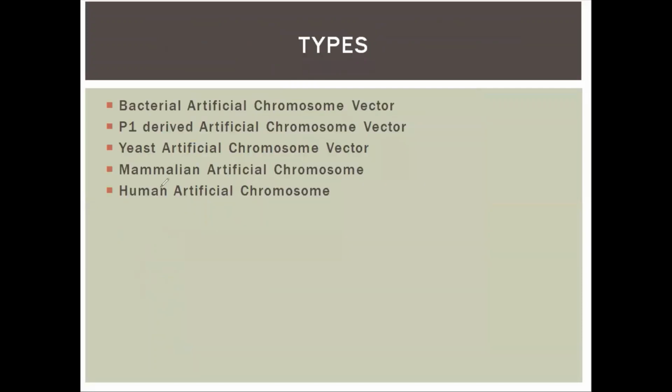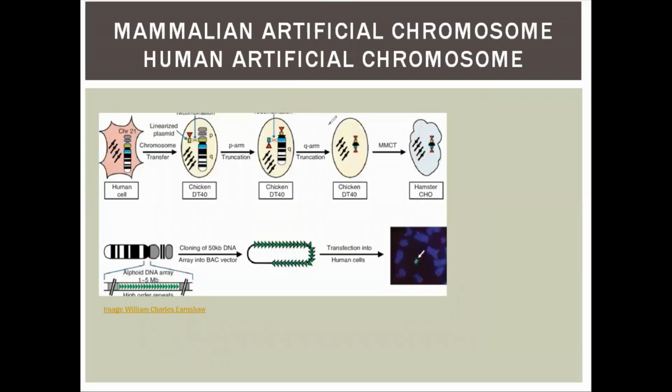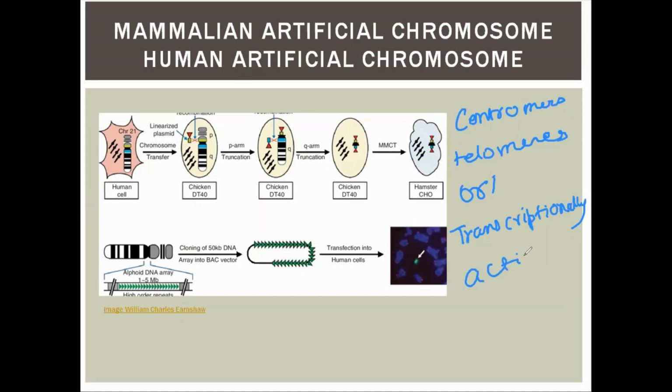Now we are left with the mammalian artificial chromosome and the human artificial chromosome, which we are going to do together. What is this mammalian artificial chromosome? MAC and HAC are vectors. They contain centromeres, because it's already an artificial chromosome, so it has centromeres, telomeres, an origin of replication, and a transcriptionally active chromosomal domain.